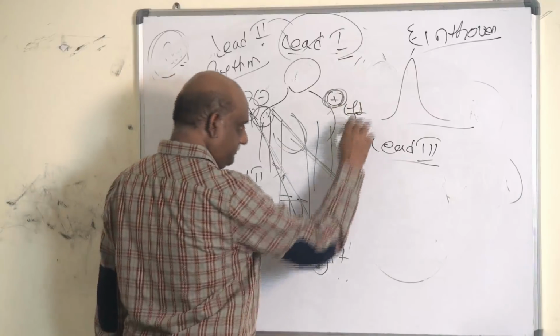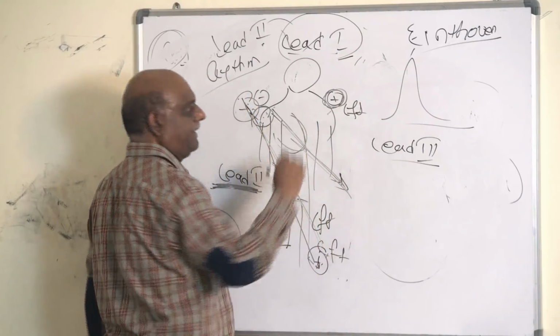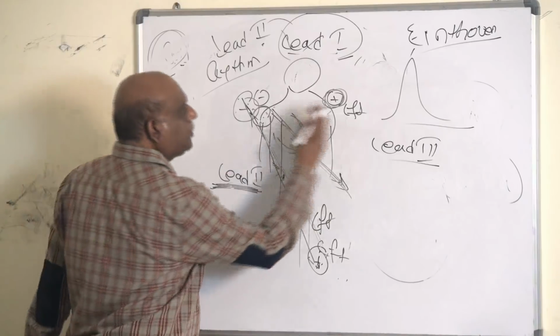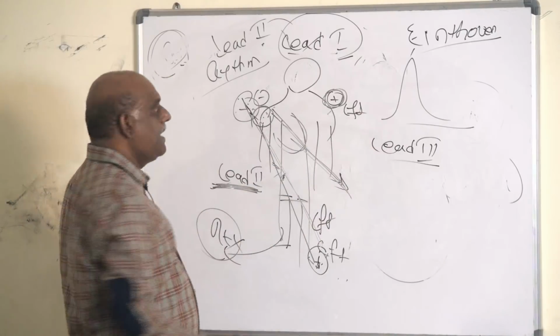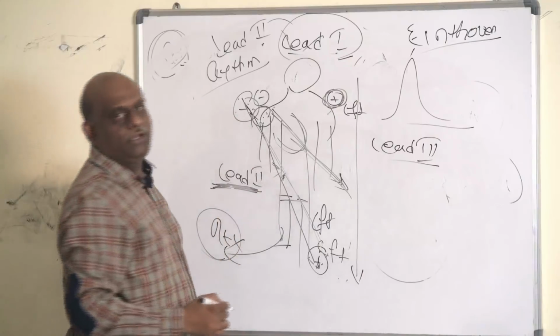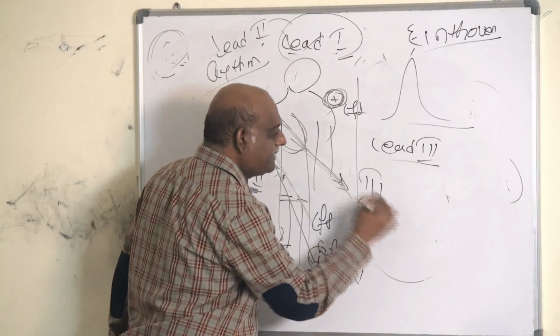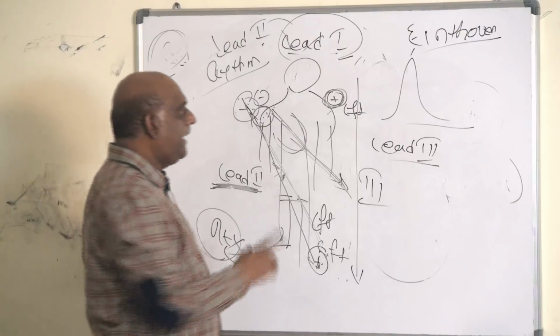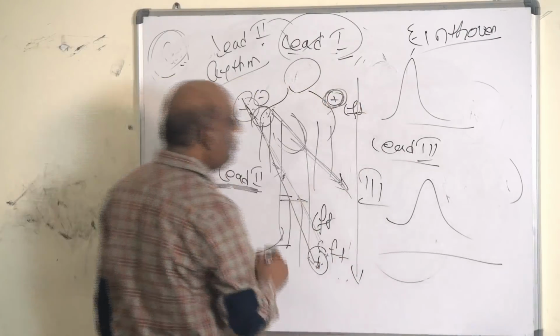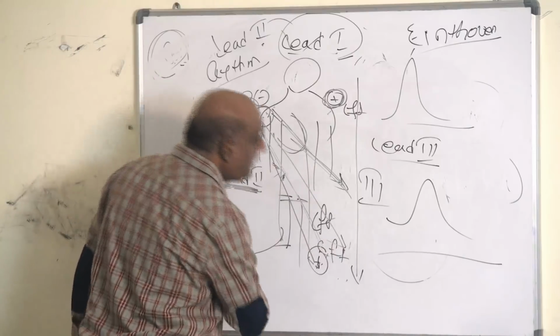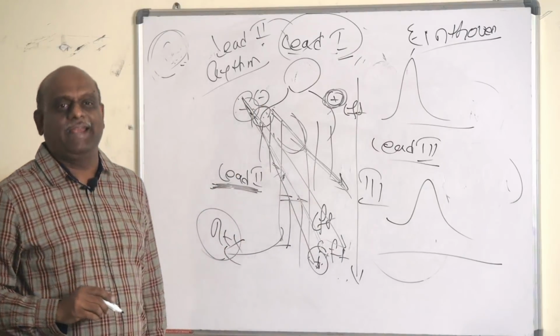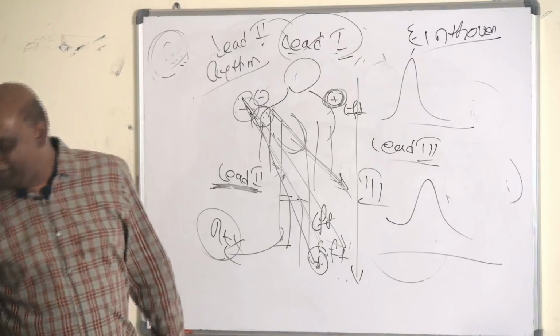Left arm and the left leg are connected. So this is also on the left side, and it is passing from above to below. That is called lead 3. And there also you find a positive QRS, because even the heart activity is going towards the left side, is what you need to remember.